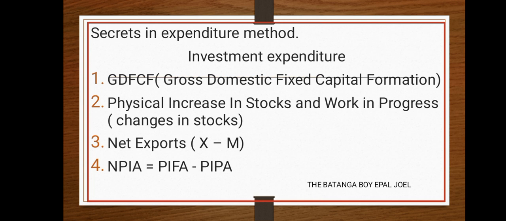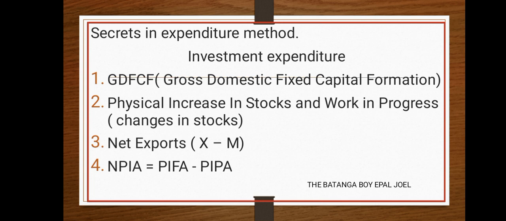Now, gross domestic fixed capital formation does not have any problem. They will always give it like that. It is at the level of the physical increase in stocks and work in progress. At times, they will put it as physical increase in stocks and work in progress. If it is like that, know that they have already calculated the changes in stock for you.